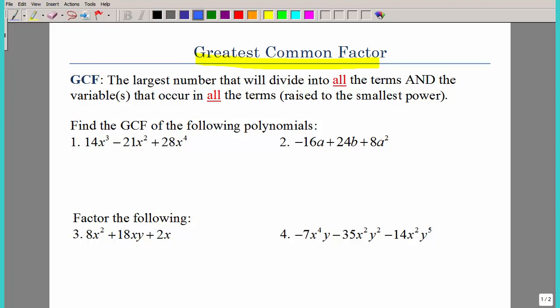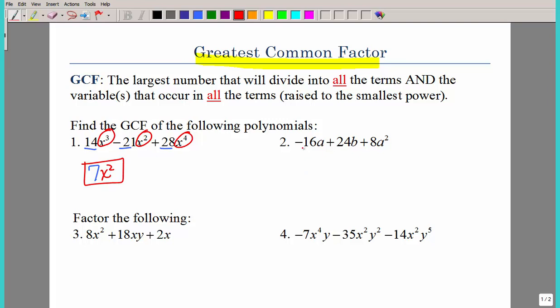So let's look at this first problem. It says just find the GCF. So once again, we look at the coefficients and ask ourselves what is the highest number that divides all of these, and of course it is 7. Then we look at the variables, and they all have an x, and we look at the lowest power, and so we would have an x squared, and that's the GCF of number 1.